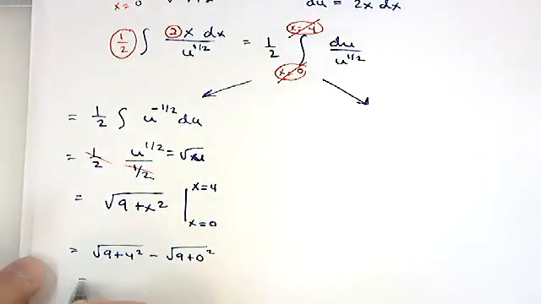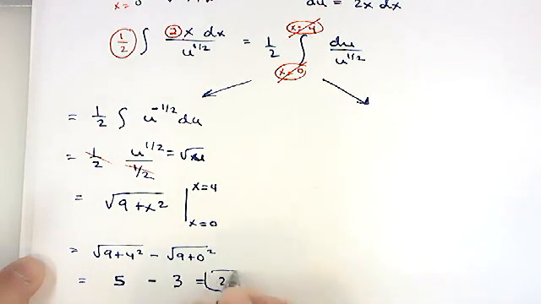Let's just finish this off and then I'll show you the other way. This is 9 plus 16, which is 25. The square root of 25 is 5. And this is just the square root of 9, which is 3. So my final answer will be 2.